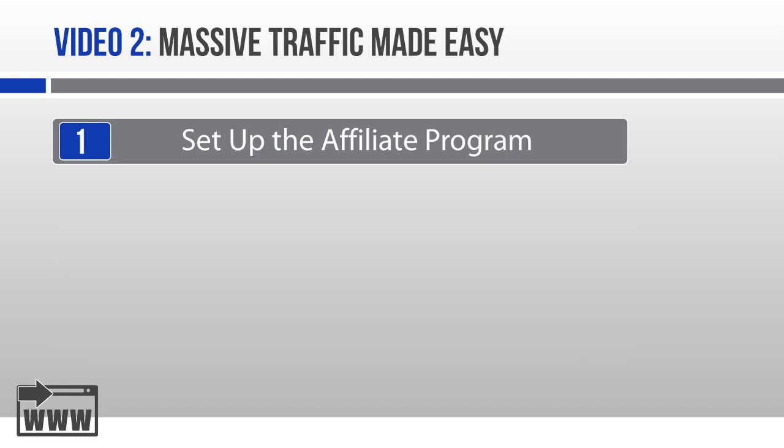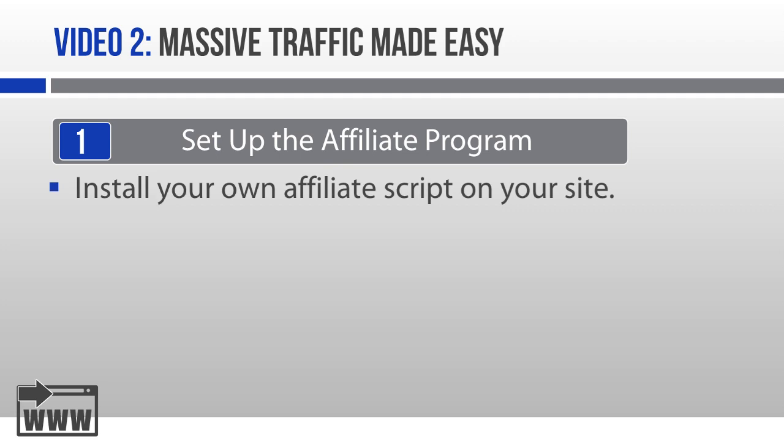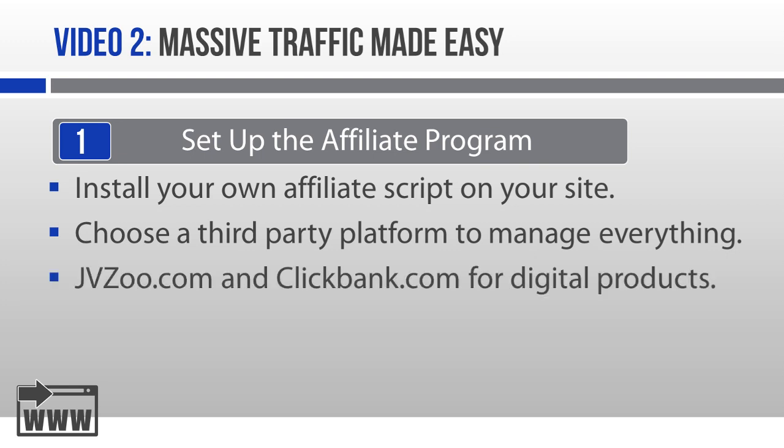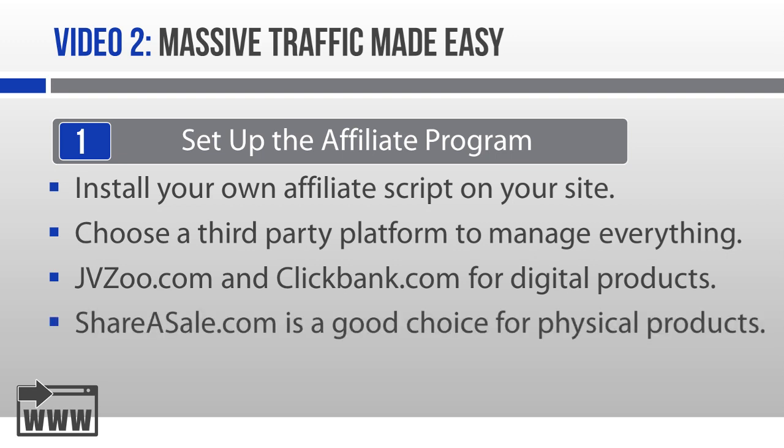Okay, so step 1 is to set up the affiliate program. You have a choice here of either installing your own affiliate script on your site, or you can choose a third-party platform to manage everything. Unless you have a really good reason to do otherwise, just make it easy on yourself and go for a third-party platform because they'll do a lot of the fussy work for you. Popular third-party platforms for digital products include jvzoo.com and clickbank.com. Of course, if you're selling physical products, then you might opt for a third-party affiliate manager like shareasale.com. Simply pick the one that works for you and move on to the next step.